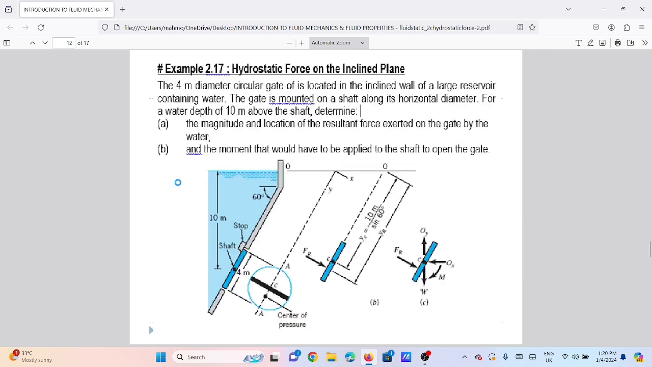So here now is the step on how to do it: hydrostatic force on the inclined plane. The 4 meter diameter circular gate is located in the inclined wall of a large reservoir containing water. The gate is mounted on a shaft along its horizontal diameter. For the water depth of 10 meters above the shaft, determine the magnitude and location of the resultant force exerted on the gate by the water, and the moment that will be applied to the shaft to open the gate.